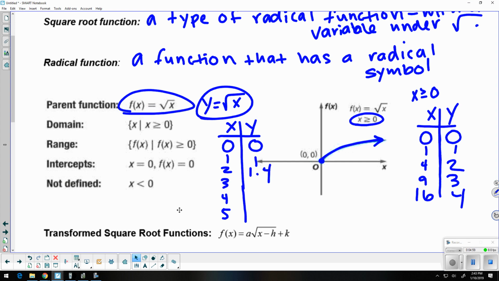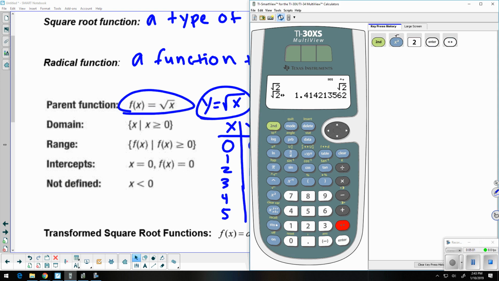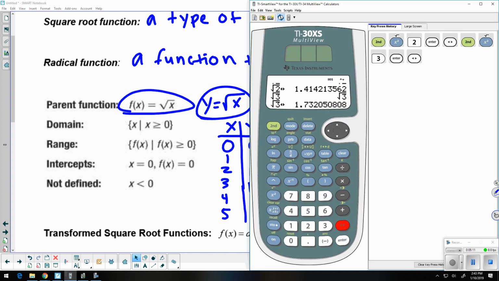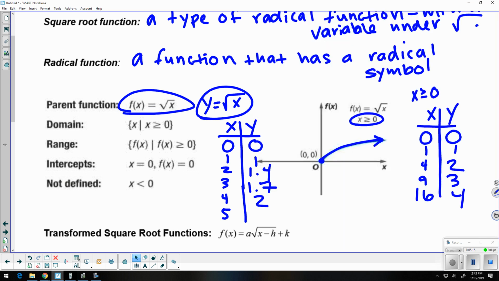Same thing with 3. I know I'm taking the square root of 3 when I plug it in for x. Again, we don't really know the square root of 3 off the top of our head, so as a decimal, it comes out to be about 1.7. Square root of 4 we know is 2, but 5, once again, we need our calculator. So the square root of 5 comes out to be a little bit more than 2. It's about 2.2.